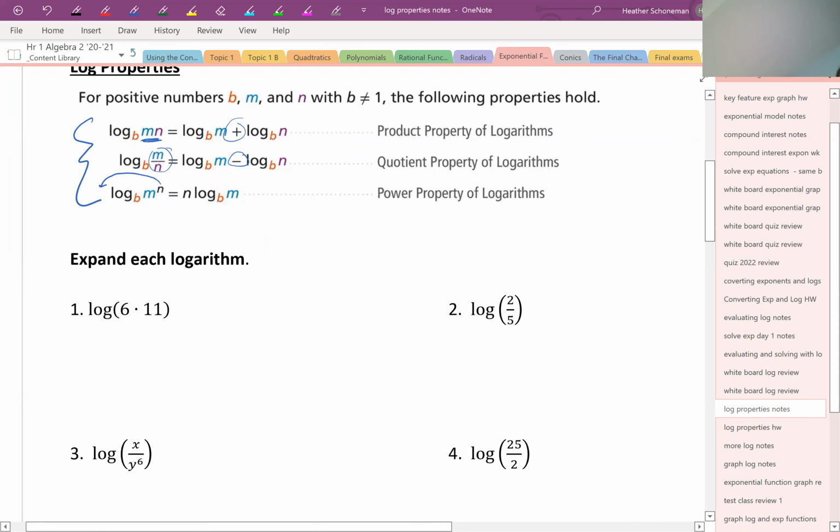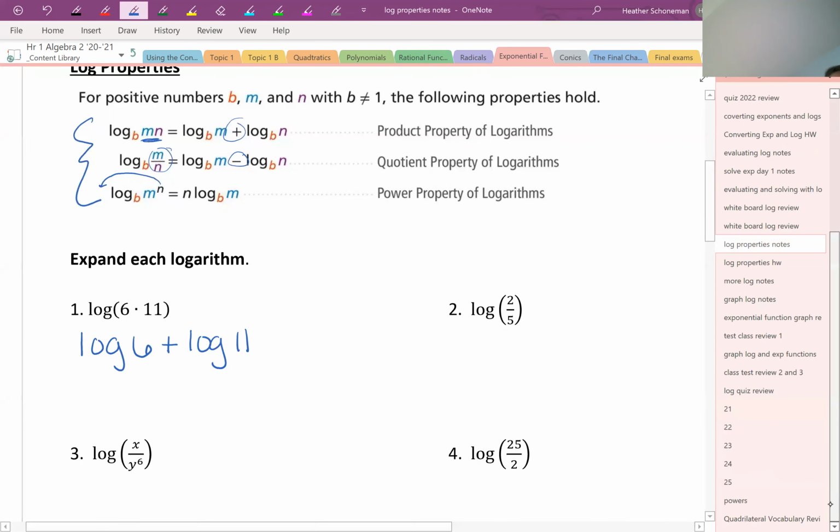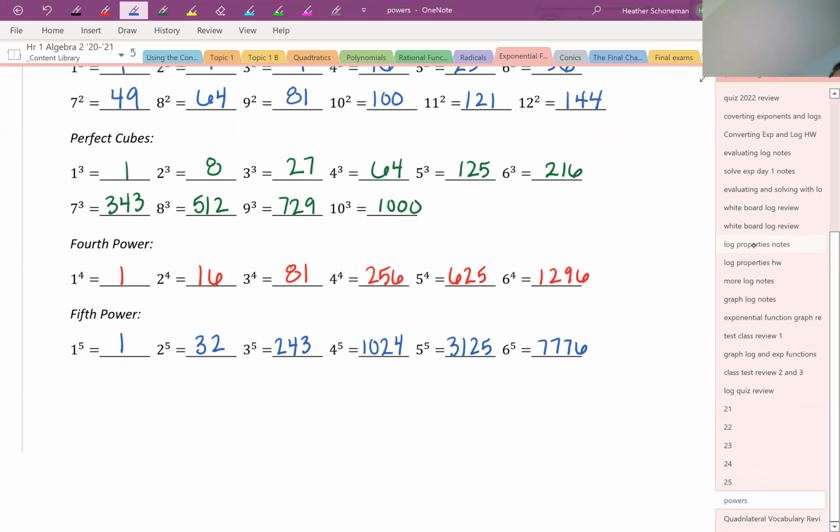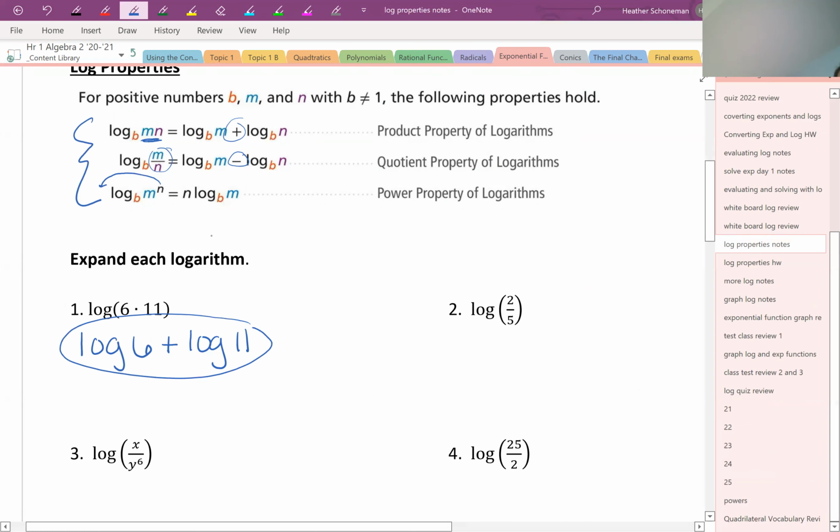So on the first one, right now, it is log of 6 times 11. To separate that, that would be log of 6 plus log of 11 because we separate multiplication with addition. Now, before we're done, we have to stop and see, can we write any of these as a power? If you were in class, I had the students put together this power list. It's a little bit bigger than we've been doing before, just so we can keep remembering what we've got. But no, 6 and 11 don't fit any of those powers. So that means that we're just done, and that is our final answer.